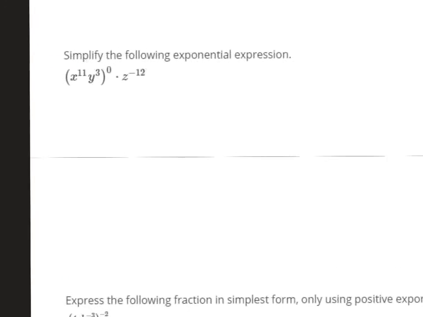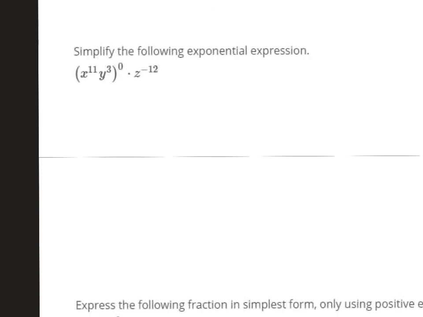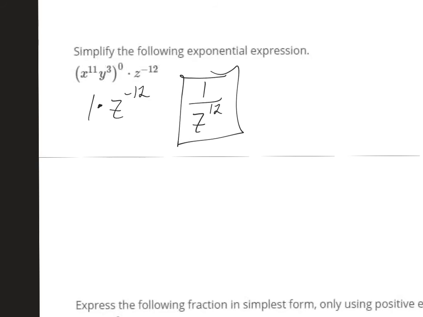For the next one, simplify the following thing. Okay, so x to the 11th, y to the 3rd, all to the 0. Anything to the 0 power is just 1. So we have 1 times z to the negative 12th. Now, I want a positive exponent, so that tells me I have 1 over z to the positive 12th. Because remember, anything that's negative, you just switch what side of the fraction bar it is sitting on.